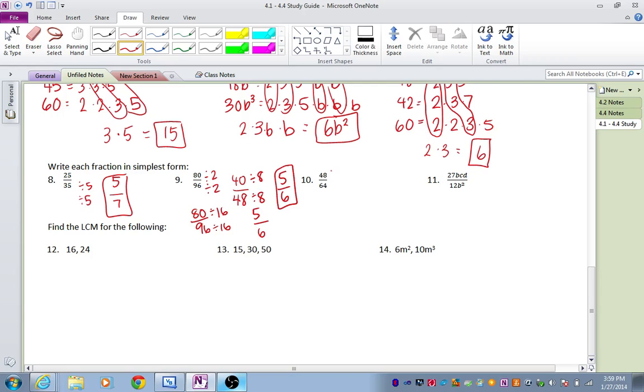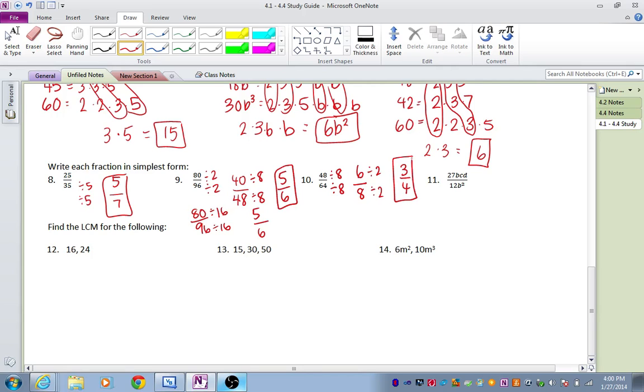For this question, number 10, I see that 8 goes into both of my numbers. 48 divided by 8 is 6. 64 divided by 8 is 8. But I'm not done yet. We can divide by 2, and we get 3/4.